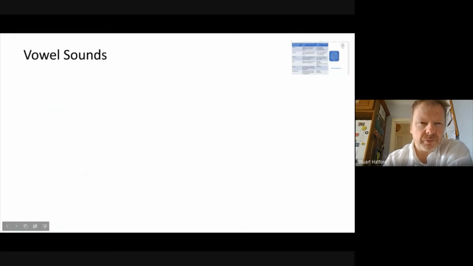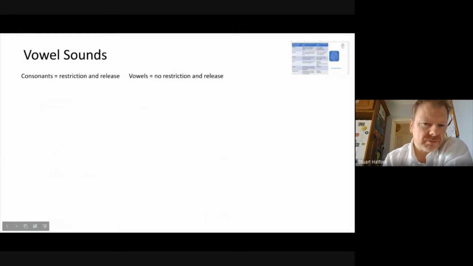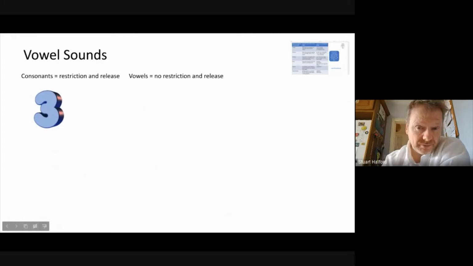Okay, so we've learned a little bit about how consonant sounds are made. But let's have a look at the vowel sounds and how those differ. Well, if consonants are about restriction and release of air, vowels, that's not an issue. It's not about restriction and release. It's more about where in the mouth the tongue is. And again, we'll get to that in a little bit more detail further on in the course.